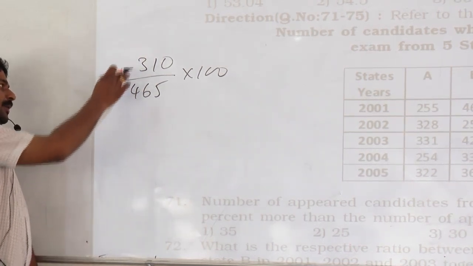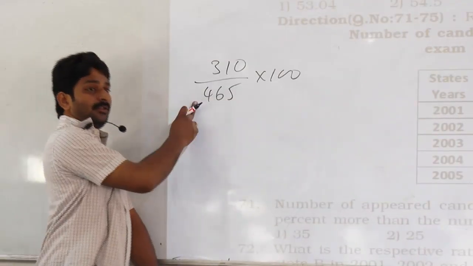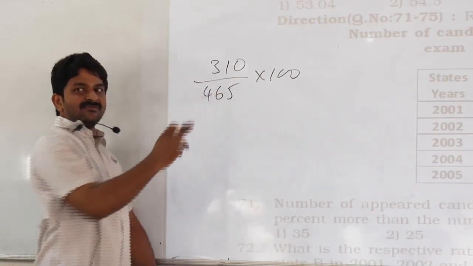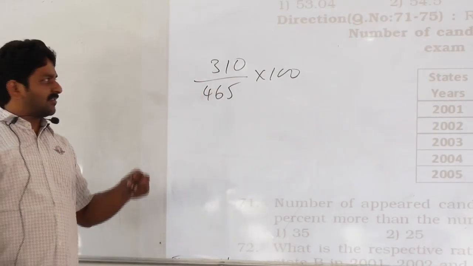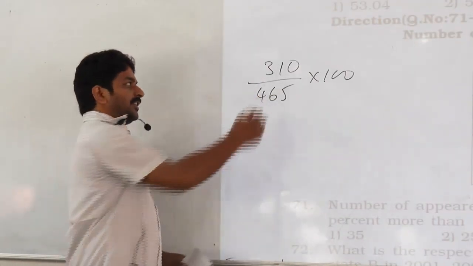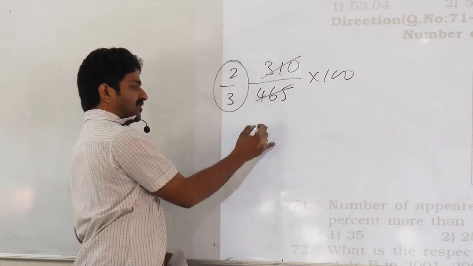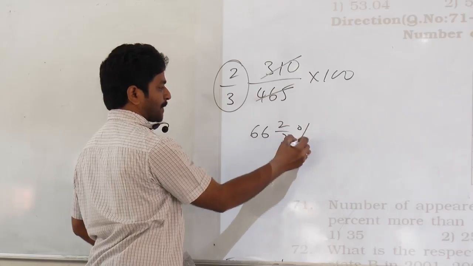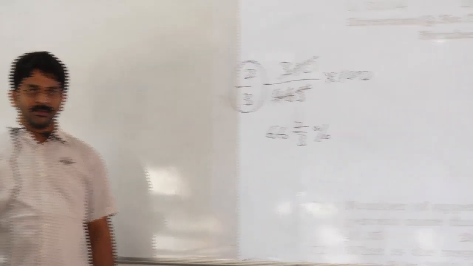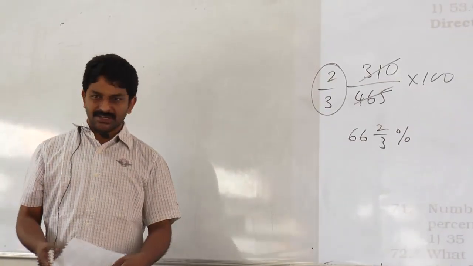What is the difference between numerator and denominator? 155. How many times is 155 in 310? 2 times. If this is 2 times, the denominator is 3 times. 2 by 3 in the sense, 66 and 2 by 3 percent. Yes or no? Clear? The last ones are number series, not my part.